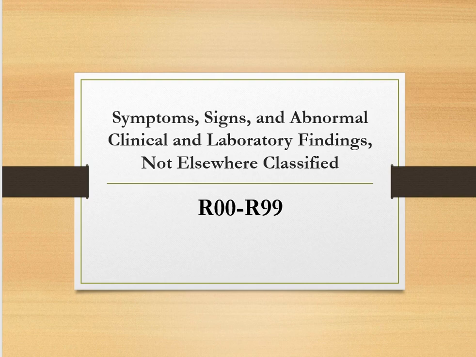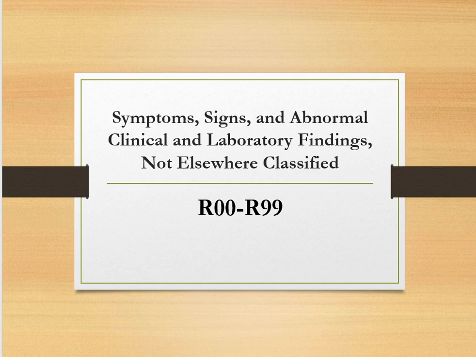So today we are on Chapter 18. Can you guys believe it? We are working our way through those chapter-specific guidelines. So Chapter 18, codes R00 through R99, includes signs, symptoms, abnormal results of clinical or other investigative procedures, and ill-defined conditions regarding which no other diagnosis classifiable is recorded.